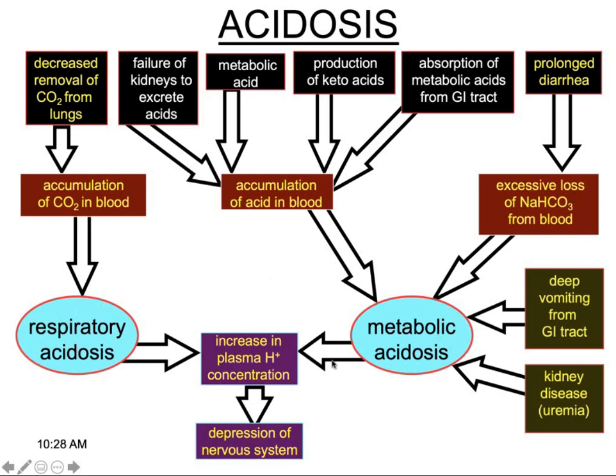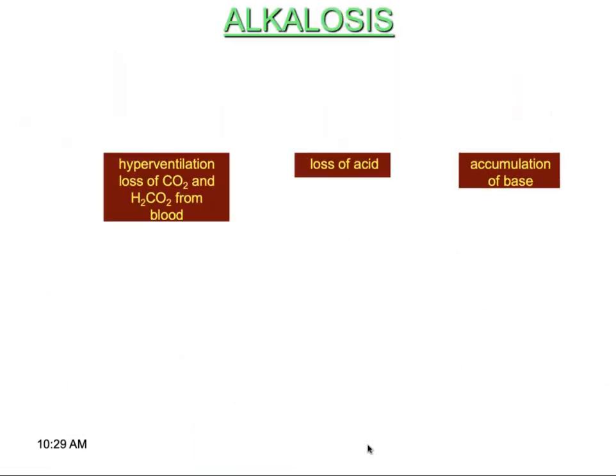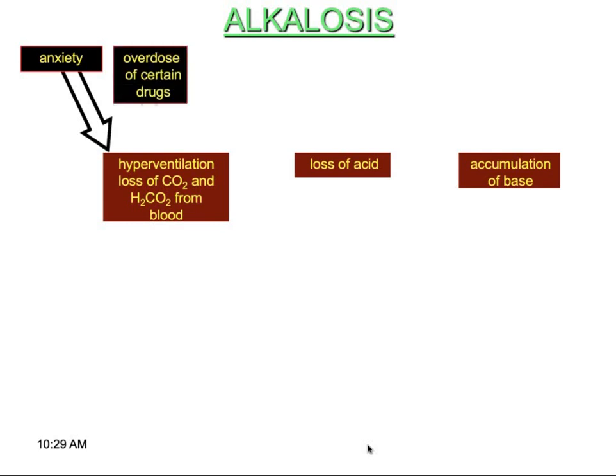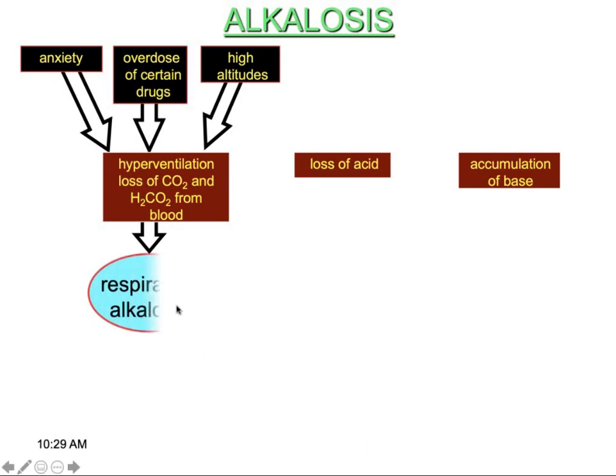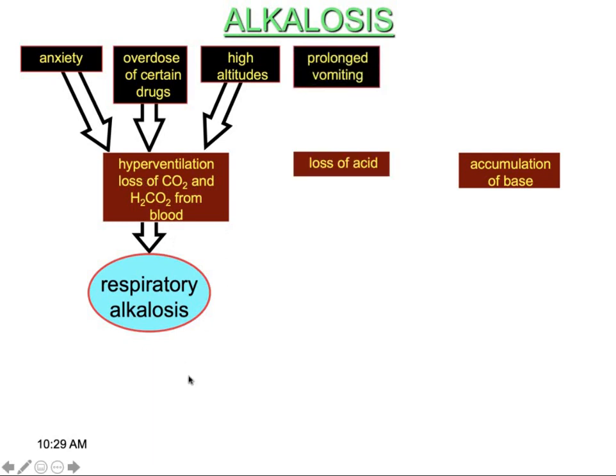So either it is respiratory or metabolic, both of these acidoses will lead to depression of the nervous system. Similarly, causes for alkalosis could be hyperventilation, loss of acid, and accumulation of base. Hysteria and anxiety are very commonly seen in hyperventilation, as are overdose of certain drugs, or when you go to high altitudes. All of these might lead to respiratory alkalosis.